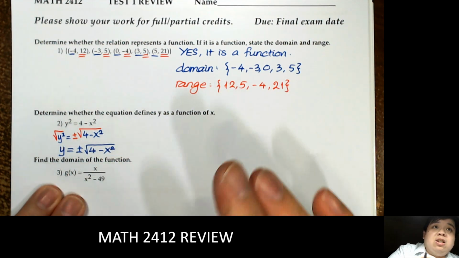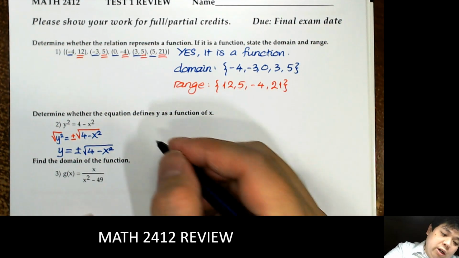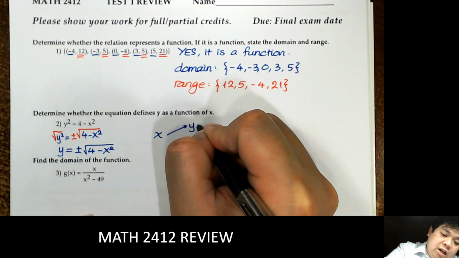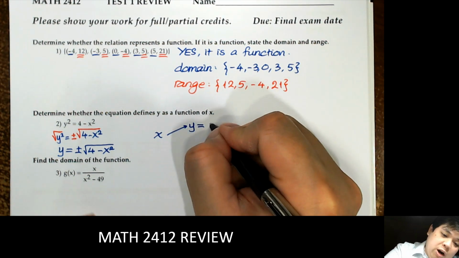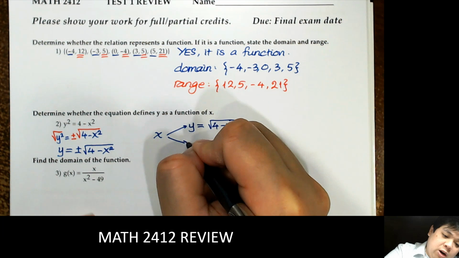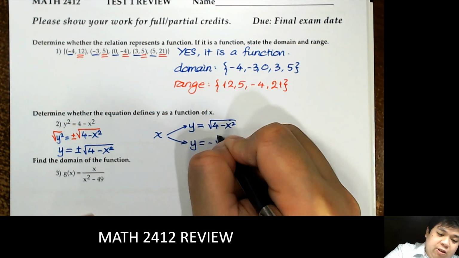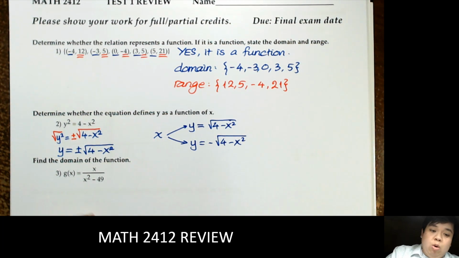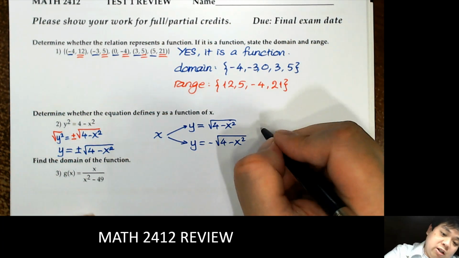So once again, x is in the domain and y is in the range. In this case, we have one value of x, but there are two values of y. One is the square root of 4 minus x squared, and the other one is the negative square root of 4 minus x squared. So one x value gives us two y values. It is not a function.